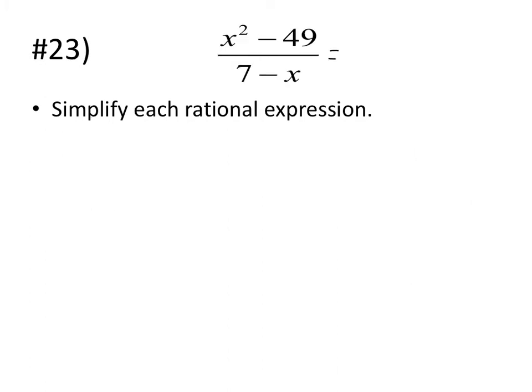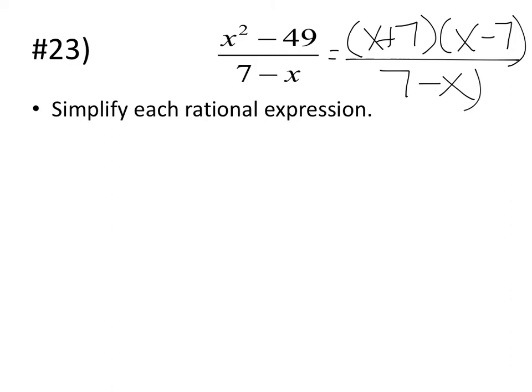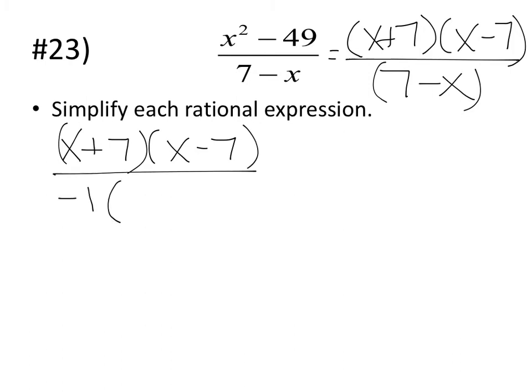Notice again, difference of squares. X plus 7, x minus 7. But notice down here I have 7 minus x. That's not the same thing. X minus 7 and 7 minus x are not the same thing. So in the denominator, you need to factor a negative 1 out. So I have x plus 7, x minus 7, and then the denominator I'm going to factor out a negative 1, which is going to leave me negative 7 plus x. It just changes my signs.